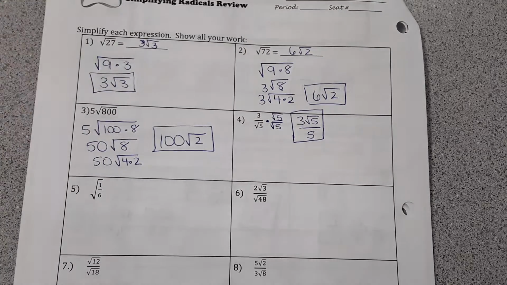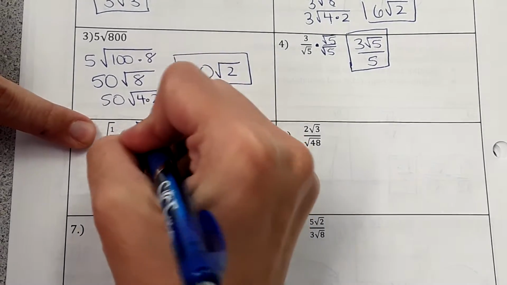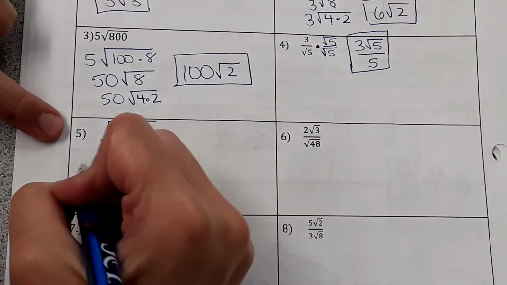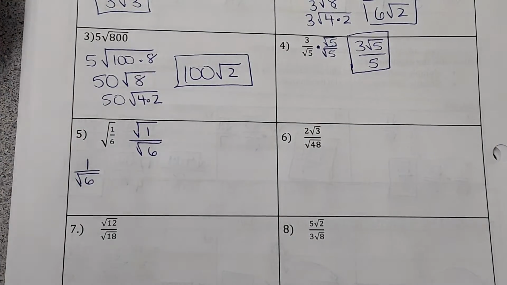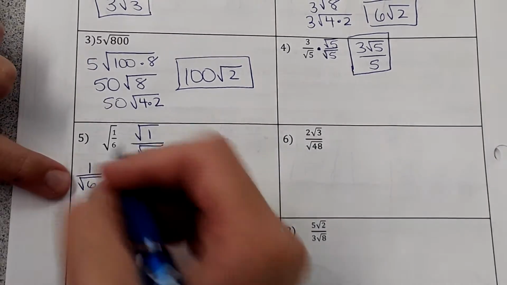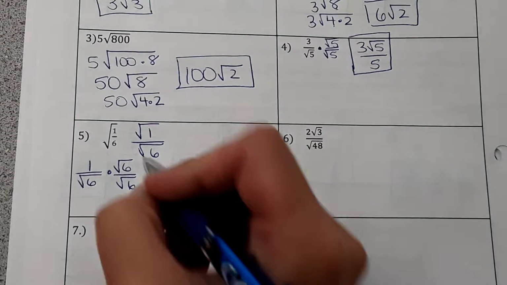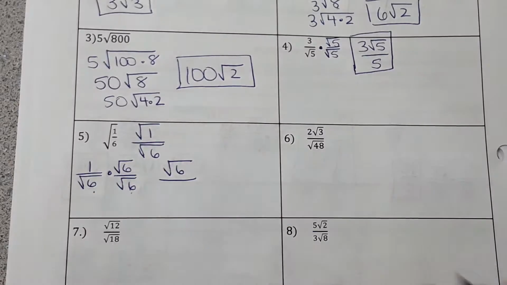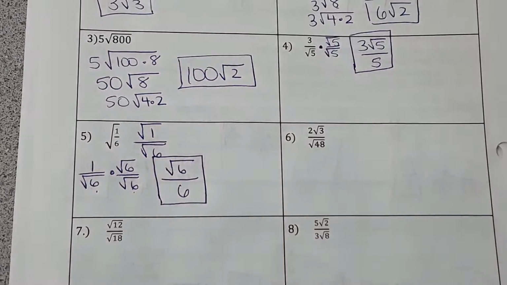For number 5. So breaking this up, square root of 1 over square root of 6. That simplifies to 1 over square root of 6. Then to get rid of this radical, I need to multiply by square root of 6 over square root of 6. 1 times square root of 6 is just square root of 6, and then square root of 6 times square root of 6 is 6. And that's all you can do.